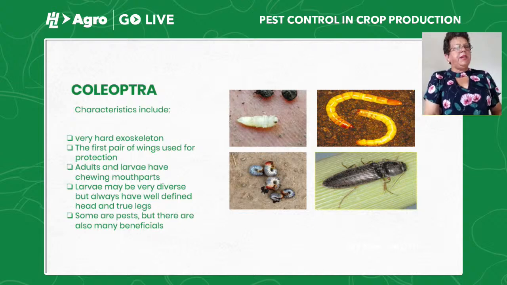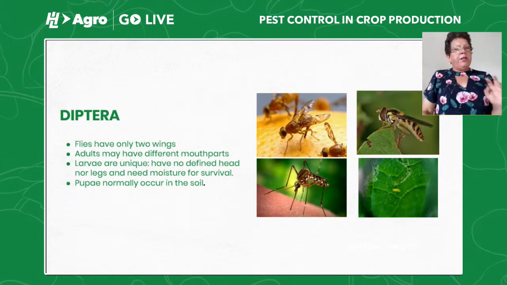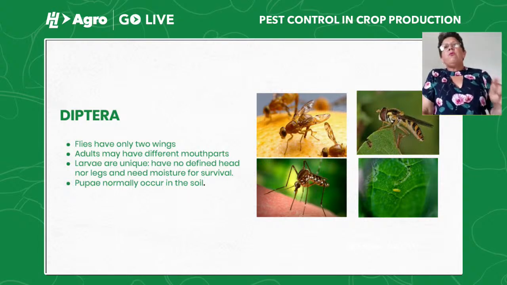Now we're going to see Diptera, which are flies, true flies. They have only 2 wings. In this group, the adult may have different mouth parts. This group is unique because of that. Almost all of the groups have the same type of mouth parts for the adults. The larvae are unique because they have no defined head or no defined legs.